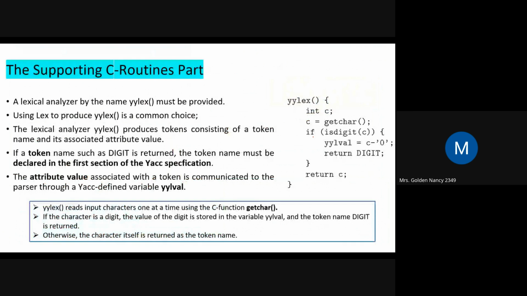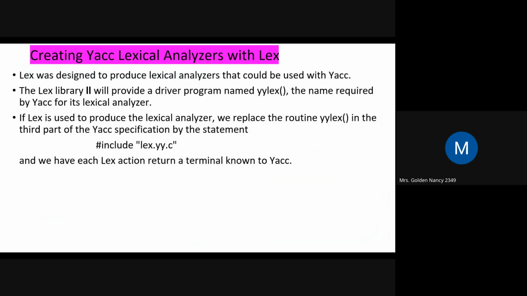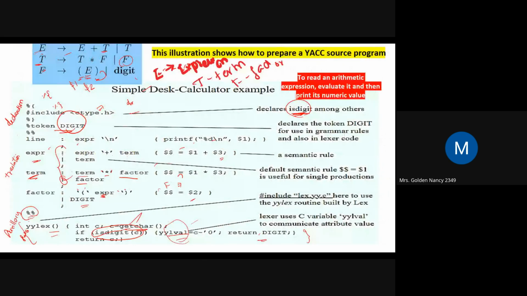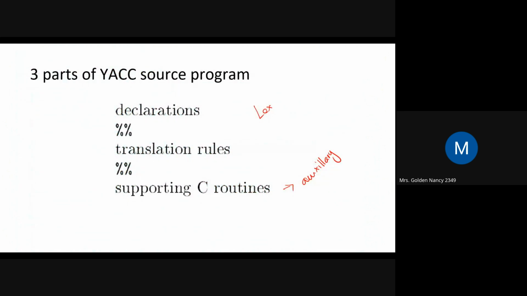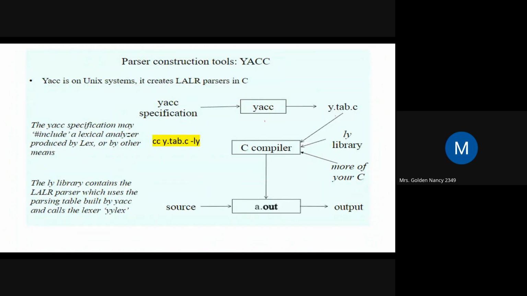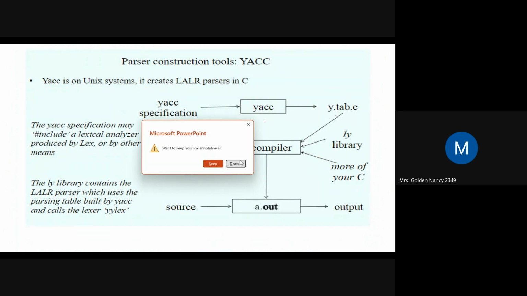The last part is your supporting C routines part, and what the functions are. So this is your simple calculator, and how the YACC tool accepts this calculator and how it works. This is very important, so I request everyone to understand it and write the program.